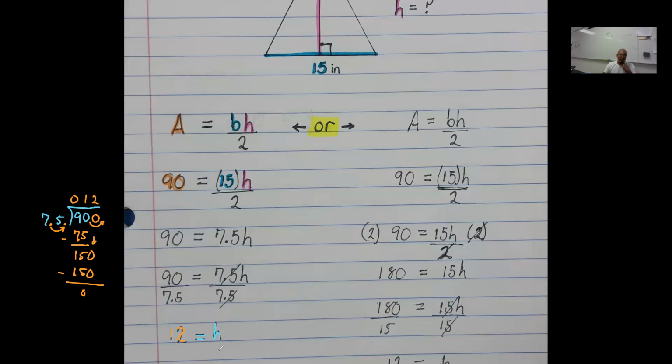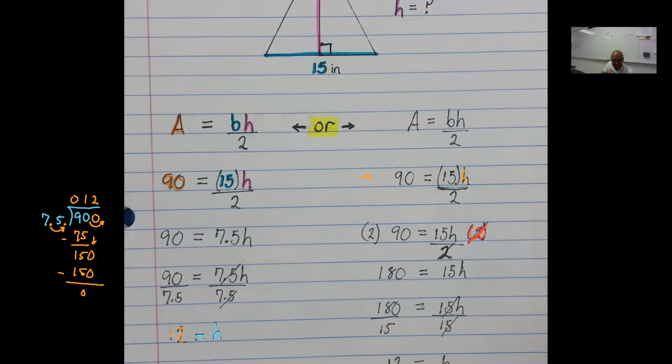Now, there's another way that we could do this very same problem. Notice that up to this point, it's the exact same thing. Our area is 90, our base is 15, our height is what we're looking for, and we need to divide by 2. This is a little bit more complicated. Hopefully it doesn't confuse you guys, but this is a two-step equation, okay? So remember, all I want is that 15h, or really just the h by itself, but let's get rid of this 2. The opposite of dividing by 2 is to multiply by 2.